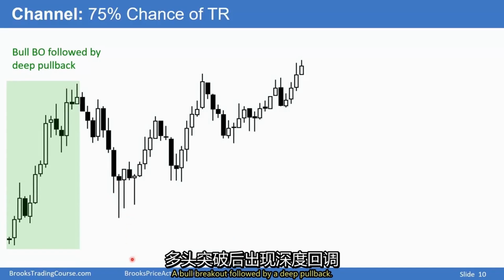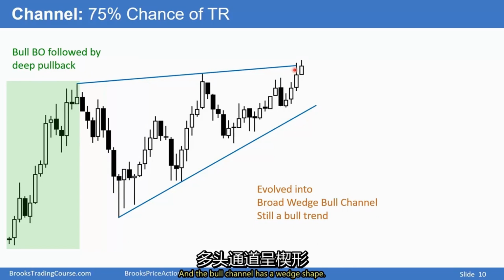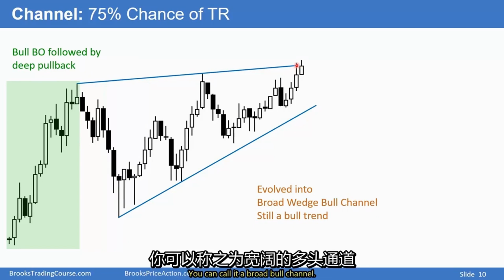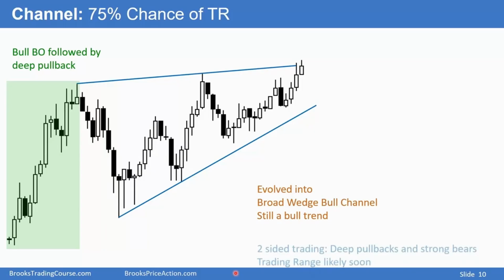A bull breakout followed by a deep pullback. And the bull channel has a wedge shape. You can call it a broad bull channel. You can call it a broad wedge bull channel. In any case, it's still a bull channel, a bull trend.